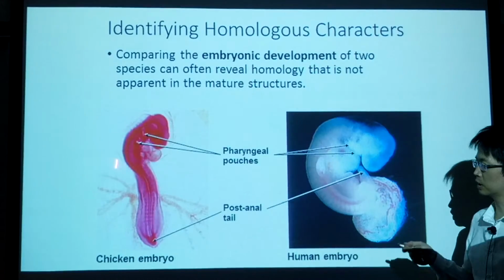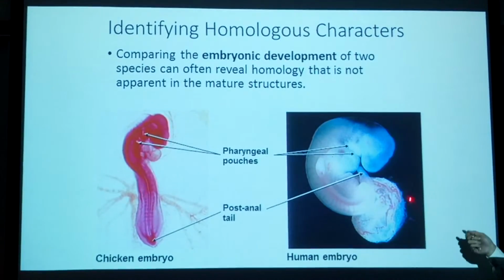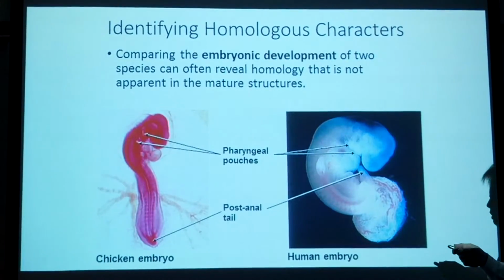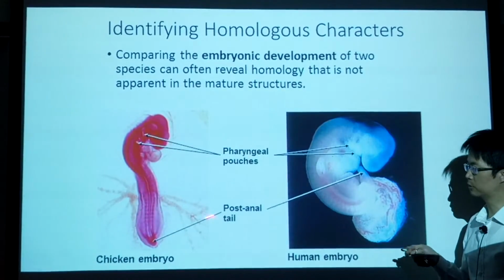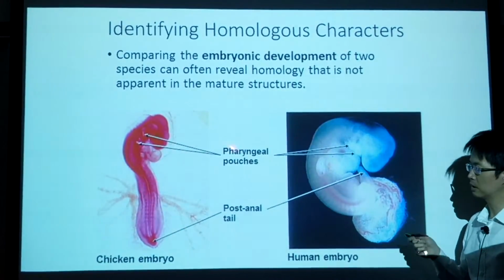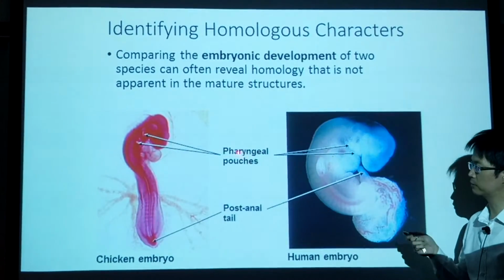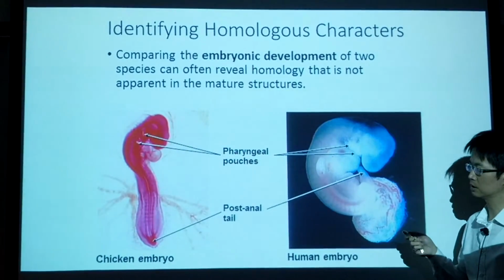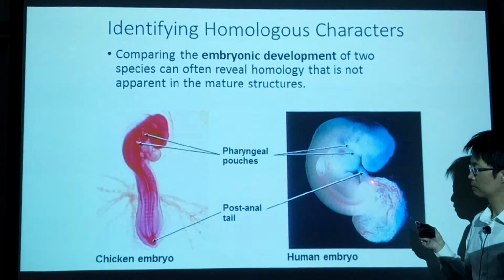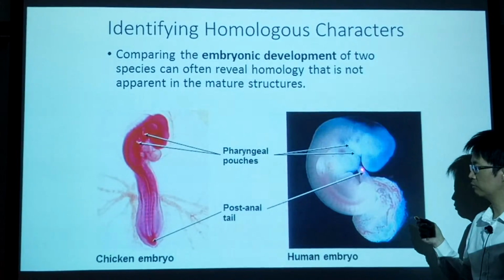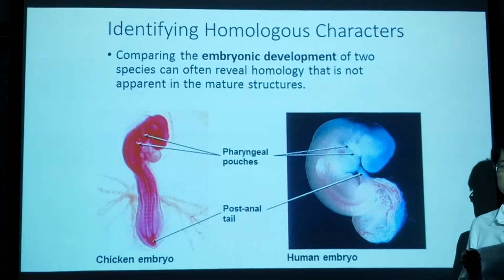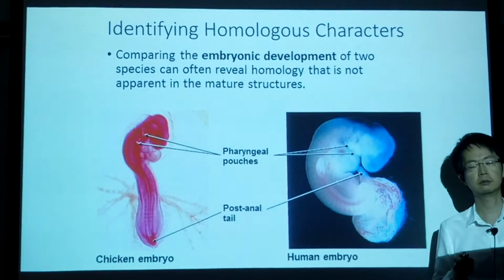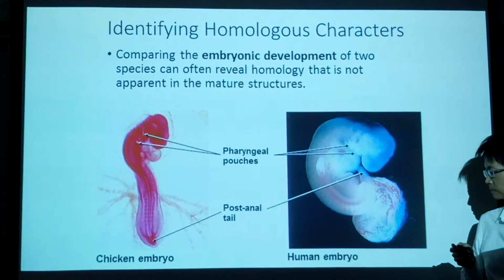As you can see, the chicken embryo looks very similar to the human embryo. You can see that both chicken and human have the tail, and both have the pharyngeal pouches. So of course, in human beings, when we grow, the tail will become the bone, the coccyx bone.